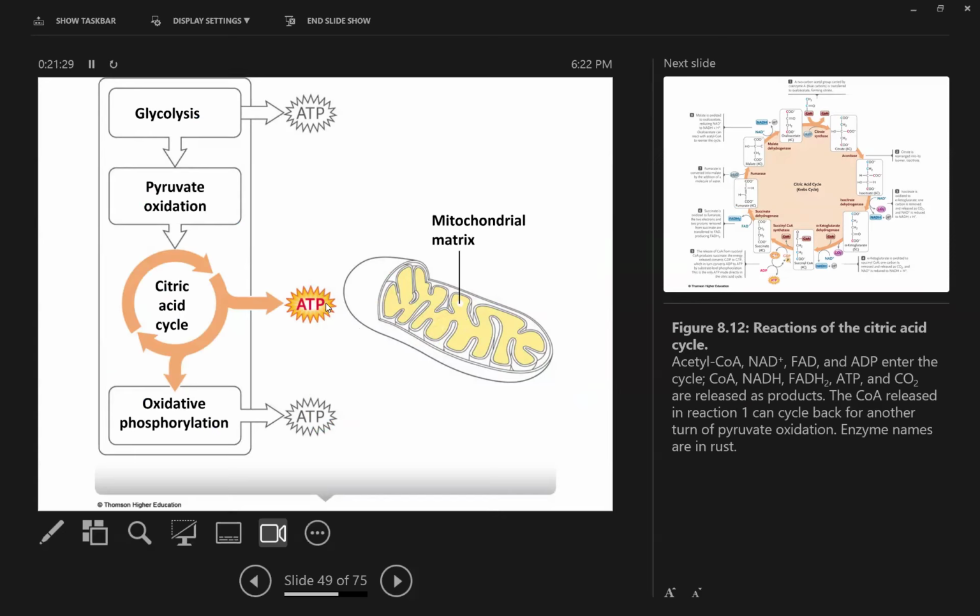So test question wise, I could ask you how many ATPs are made for each pyruvate that enters after glycolysis. There would only be 1, but I could also ask you how many molecules of ATP per glucose, and that would be 2.